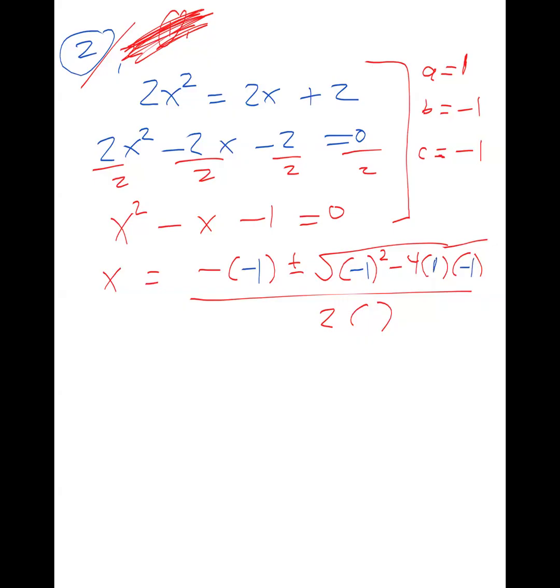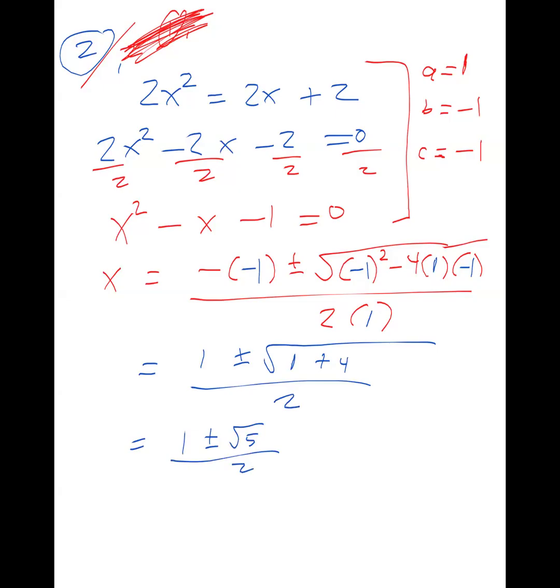And then what goes in the last blank space in the bottom? 1. Correct. So what's a -1? +1. What's a -1 squared? Also a +1. And what's a -4 times a 1 times a -1? That's a +4, right? Okay, perfect. And then what's 2 times 1? 2. So this is going to equal 1 plus or minus radical 5 over 2.